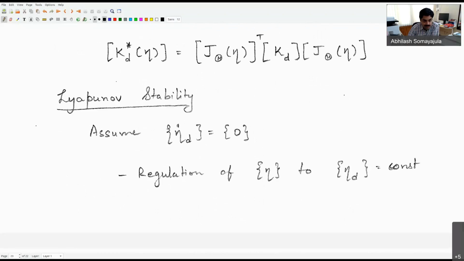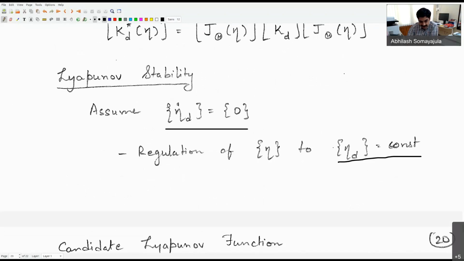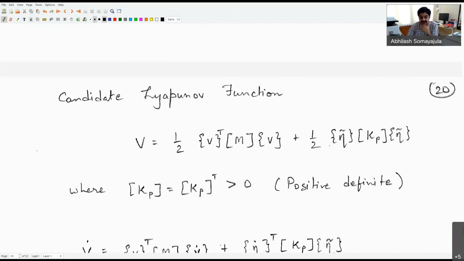Again, now we'll try to apply Lyapunov stability theory in order to understand why this controller is chosen in this particular way and how it guarantees certain stability properties. If we assume we are looking at set point regulation, which means we are trying to track eta d equal to some constant value, I can specify my Lyapunov function as 1/2 V transpose M V plus 1/2 eta tilde transpose Kp eta tilde, where I'm assuming that the Kp matrix, the proportional gain term, is fixed, so its gains are not time varying, and that it is symmetric and positive definite.